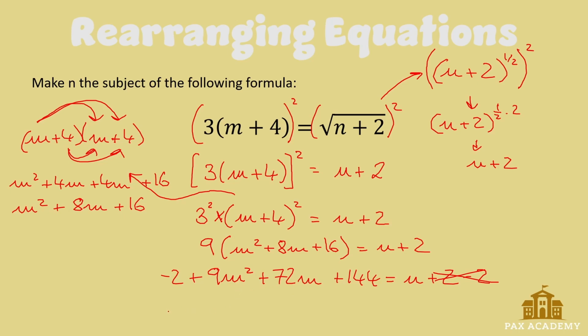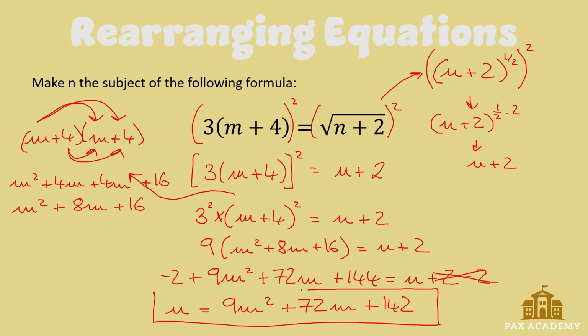So allow me to rewrite this in a prettier way again. So n is equal to 9m squared plus 72m, and then plus 144 minus 2, plus 142. And this is how we make n the subject of this following formula.